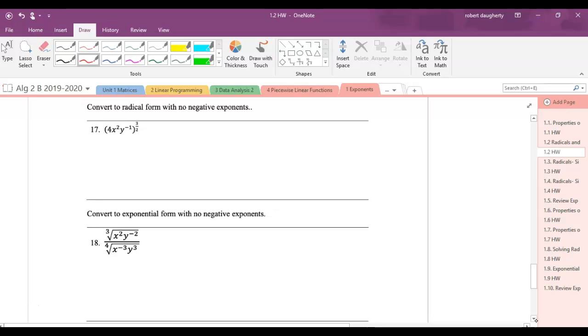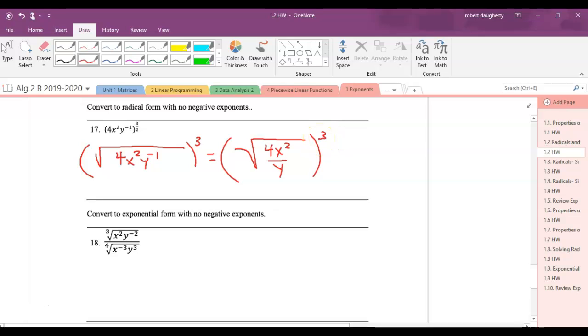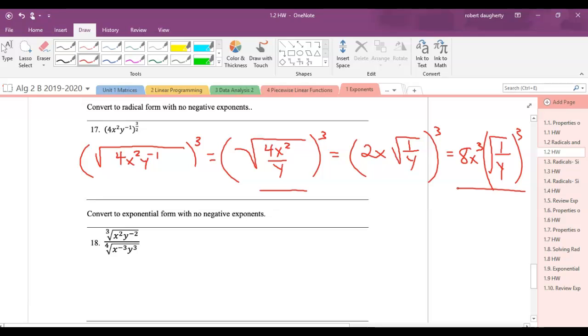Number 17, convert to radical form with no negative exponents. This is the square root of 4x squared y to the negative 1, cubed, which is just the square root of 4x squared over y, cubed. Square root of 4 is 2. Square root of x squared is x. So this is 2x over the square root of y, all of that being cubed. There are several forms. I might have stopped here as a good answer, but you can keep simplifying. This is 2 cubed is 8, 8x cubed over the square root of y cubed. So there are several forms of the way this would turn out.